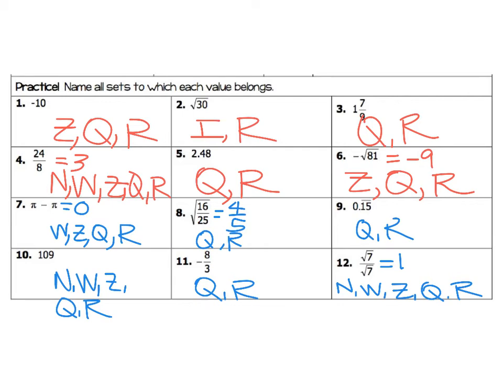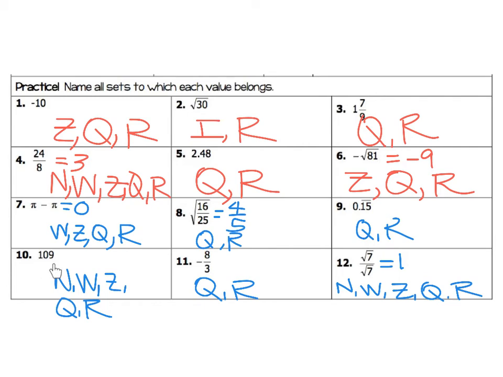Alright, so you can go ahead and check your answers for numbers 7 through 12 and we'll go through them together right now quickly. So number 7, we've got pi minus pi. If we simplify that, we get 0. Now 0 is a whole number, an integer, a rational number, and a real number. Number 8, if we simplify the square root of 16 over 25, these are both perfect squares, we get 4/5. 4/5 is a fraction, and that means it's a rational number and a real number. Number 9, we have a decimal that repeats. Repeating decimals are rational numbers, and rational numbers are also real numbers.